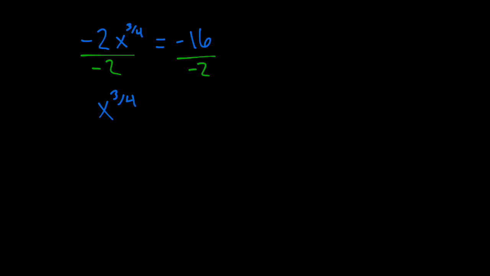So then we have x to the 3/4 equals a positive 8. Now I'll just show you what I think is the easiest way to deal with these, and then we'll talk about why that works. We need to get rid of that 3/4 power. Right? We have x to the 3/4. We want to get rid of that. So we're going to raise both sides to the 4/3.